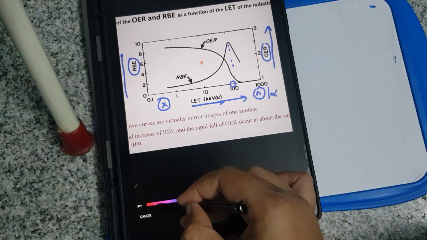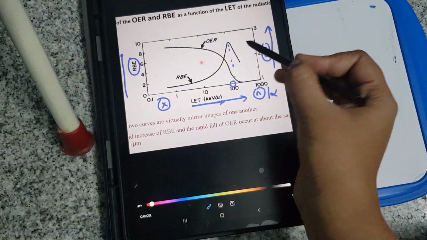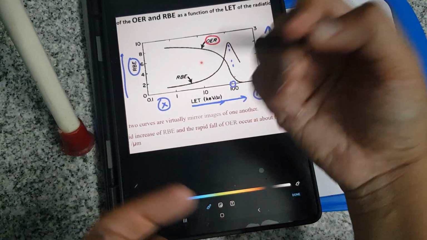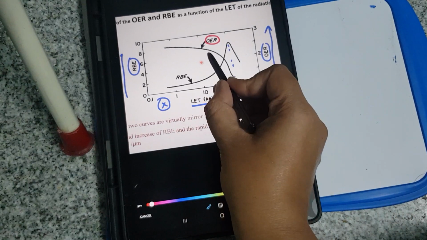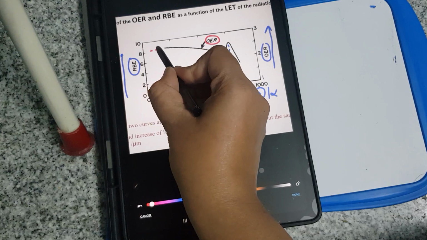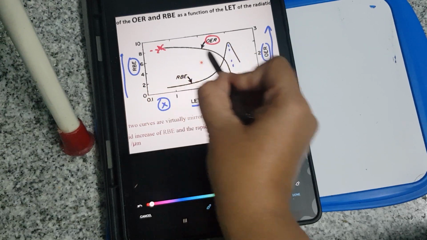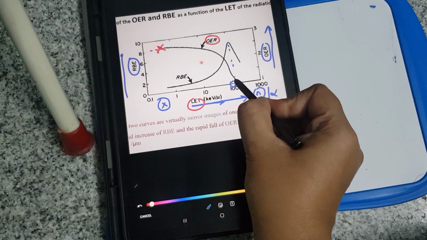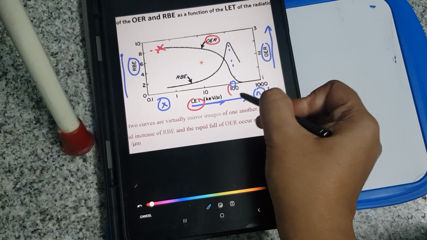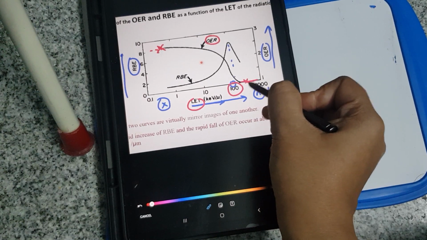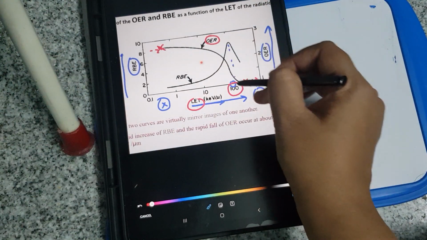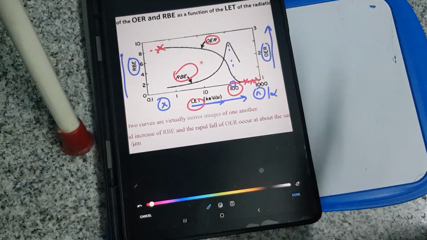Okay, now coming to the curve for OER. The oxygen enhancement ratio, oxygen required for hypoxic cells, will be more for the lesser ionizing, like X-rays, starting from here. So it is more here, and as the LET increases, as it goes to neutrons or alpha, the oxygen enhancement required is lesser until it reaches 100, and after that it becomes not required, so non-existent. So this is just the addition of all of that. This is the curve for OER, this is the curve for RBE, and that's the summation of all of it.